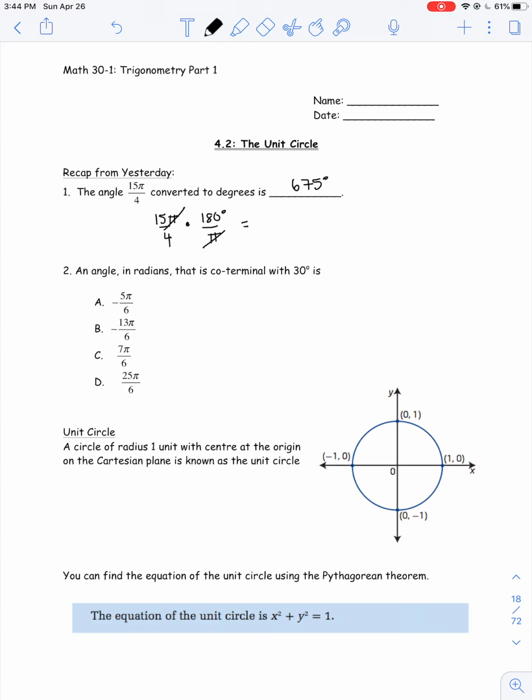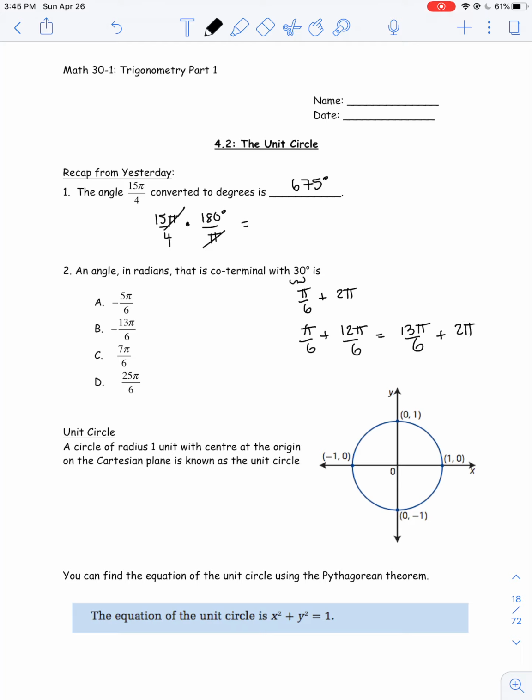The next one, they just want to figure out what angles are coterminal with 30. What you can do is convert these to degrees, or you can convert this one to radians. So 30 degrees is actually going to be pi divided by 6. If I add 2 pi to that, to get 6 at the bottom, you would have 12 pi over 6. So that would be 13 pi over 6.